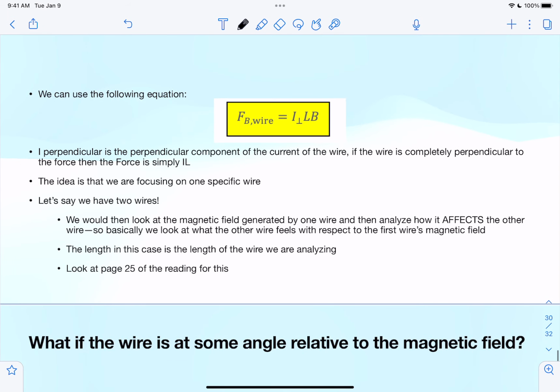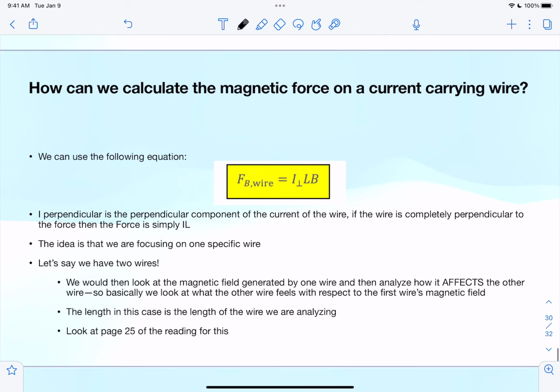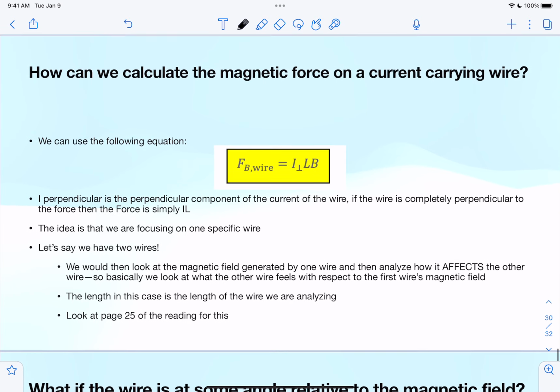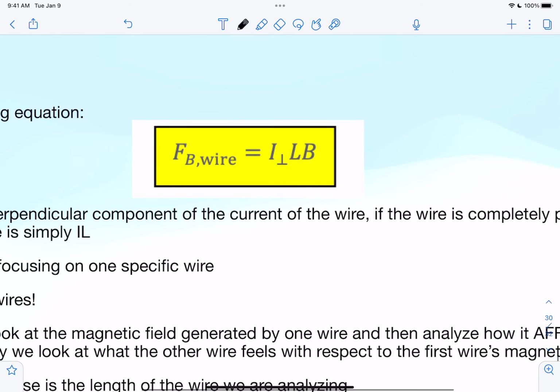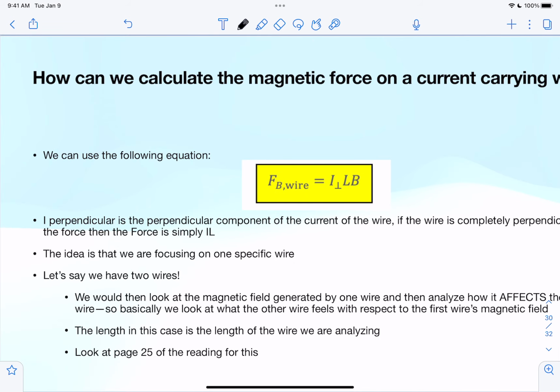And then lastly, I think this is the last topic pretty much, is how can we calculate the magnetic force on a current carrying wire, right? So we look at a specific wire, we want to figure out the magnetic force on it, not by it, on it, right? So we use this equation here, which is we calculate the current, or the perpendicular component of the current, of the wire, and then times the length of the wire, and then times the magnetic field, right?